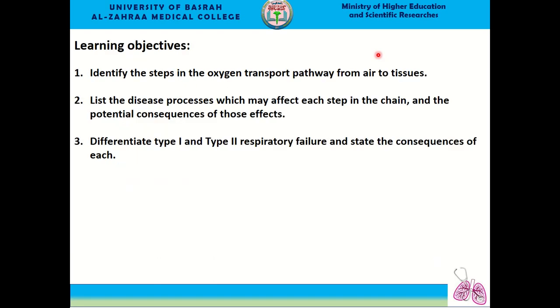There are three main learning objectives in this lecture. First, to identify the steps in the oxygen transport pathway from air to tissues. Second, to list the disease processes which may affect each step in the chain and the potential consequences of those effects. And finally, to differentiate type 1 from type 2 respiratory failure and to state the consequences of each.